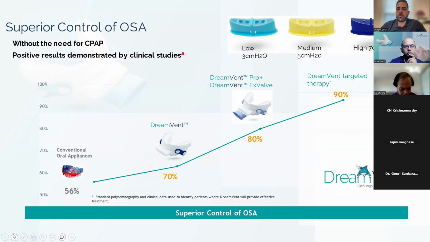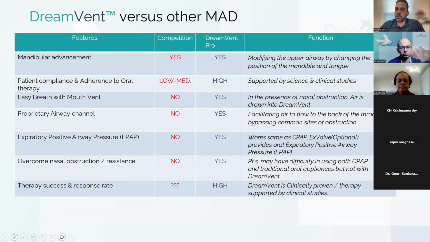Here we see we have three different types of the X valve that create different amounts of positive expiratory pressure. Usually we start with the medium for patients, and then depending on how they're responding, we may go for the higher resistance or the lower resistance. Usually if the patients are in the moderate range and they start with medium, a lot of them get very, very good results.